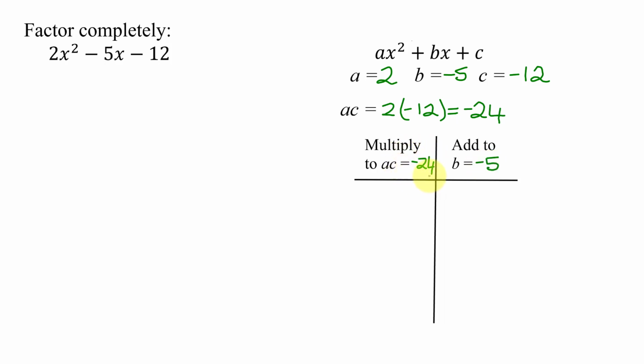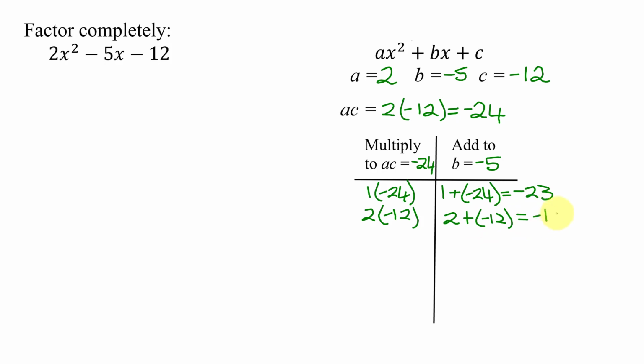Since my two numbers multiply to a negative, they have opposite signs, and since they add to a negative, the one with the negative has to be the bigger absolute value. So I'm going to start with 1 times negative 24 that multiplies to negative 24. But what do they add to? 1 plus a negative 24 is negative 23. Not what I want. Does 2 go into 24? Yes. So I'm going to have 2 times negative 12. And what do those two add up to? 2 and a negative 12 add up to negative 10.